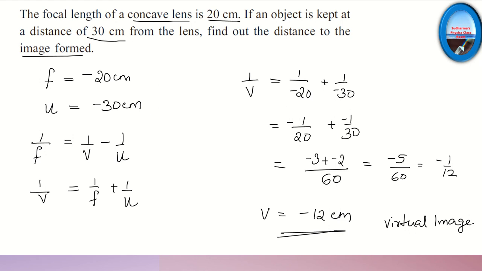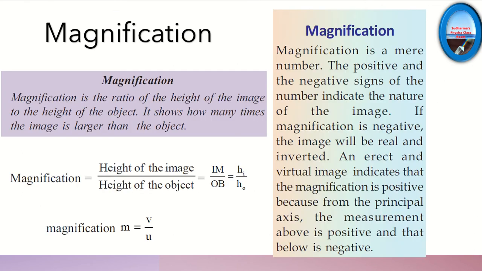And hope you remember we were talking about the magnification, right? The image is magnified, it is diminished, it is the same size, right? We were talking about that. How do we understand what is the size of the image? For that, we have another term, that is magnification. Magnification means it is a ratio of the height of the image to the height of the object.